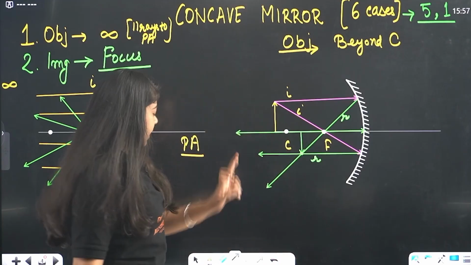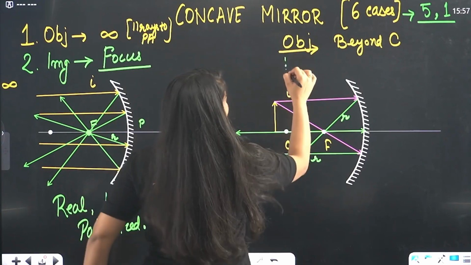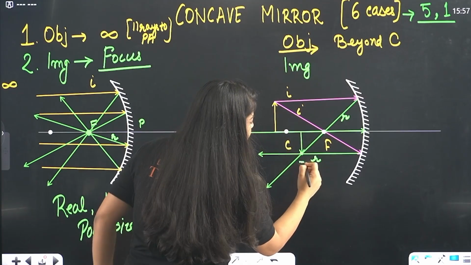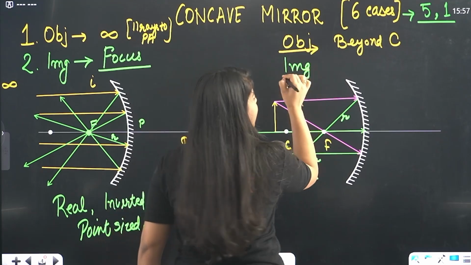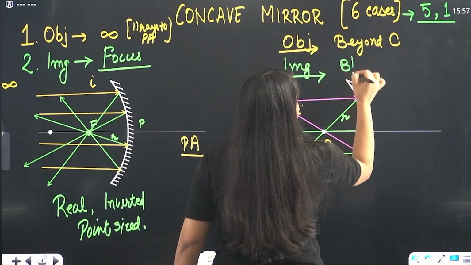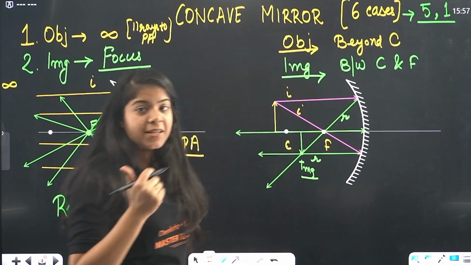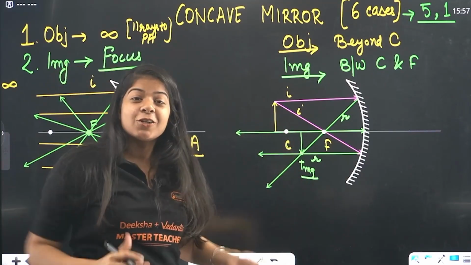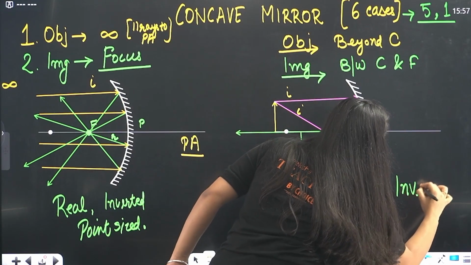So see carefully now what we did. Object is beyond C. Image is where? Image is, beta, between C and F. This is our image. So the image is between C and F. Understood? Now is it inverted? It's inverted, right? It is reversed. So we will call it inverted.